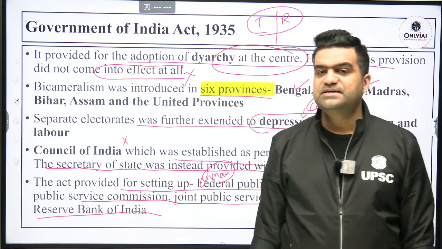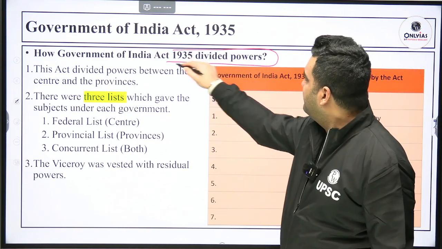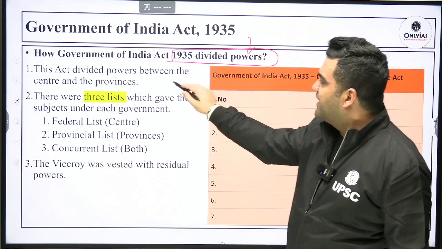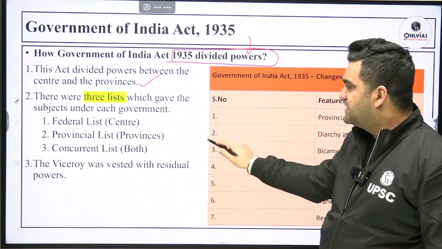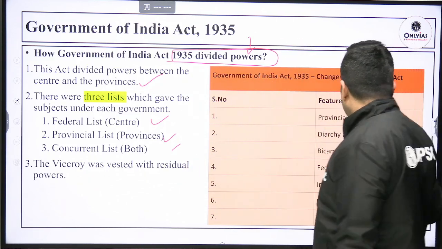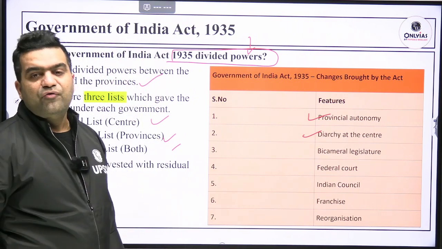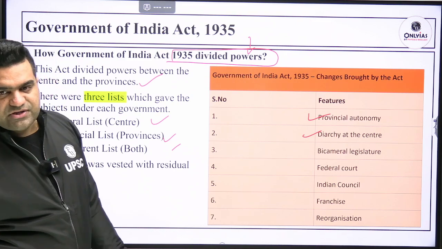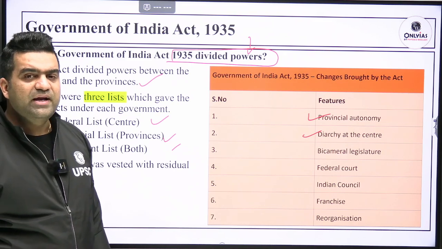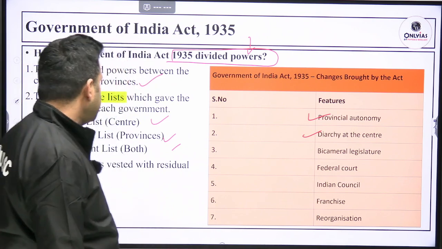Okay. So this is there. Now, how the Government of India Act 1935 divided powers. This act divided powers between the center and the provinces. Three lists that were there, we have seen it already. Now, features: provincial autonomy, diarchy, bicameral legislature, federal court, then franchise, right to vote, reorganization of states. So these were the essential features.